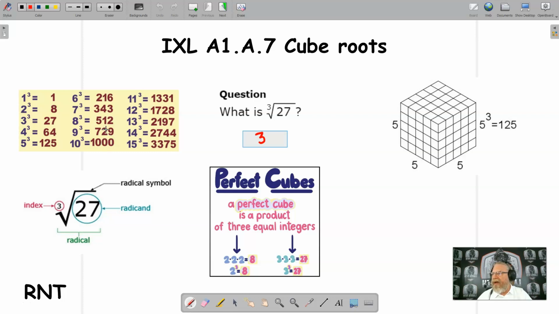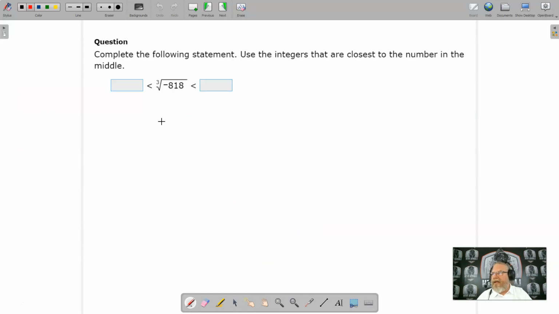818 is going to fit right in between 729 and 1,000. So it's going to be between 9 and 10. Let's go back to that other slide. We said that the cubed root of 818 would be somewhere between 9 and 10. It would be somewhere between 9 cubed and 10 cubed. So it's going to be somewhere between 9 and 10.